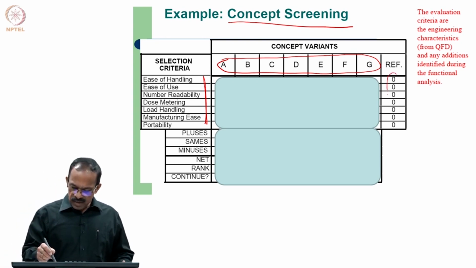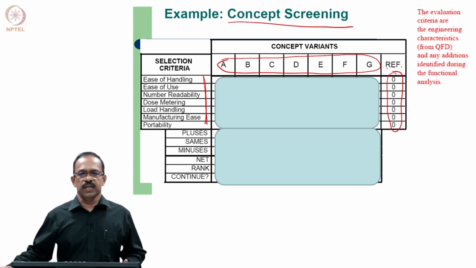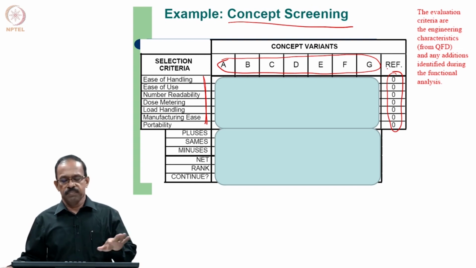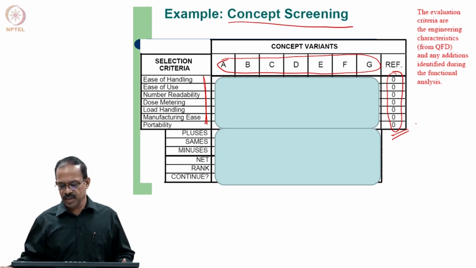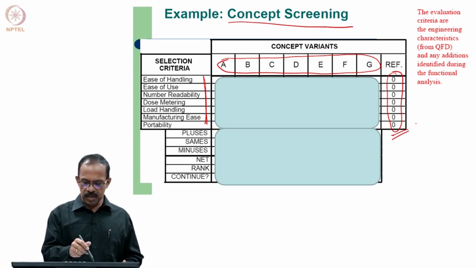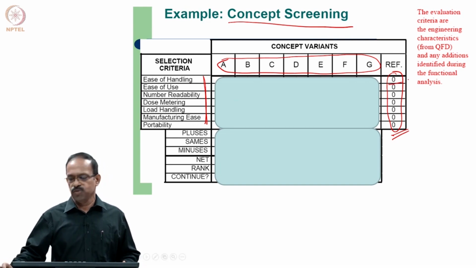and then this is the reference they have chosen. So, they have chosen an existing syringe in the market as a reference, and then evaluated all these variants based on the reference existing in the market. And as I mentioned, they will give the ratings for each concept against the criteria with reference to the reference product chosen.